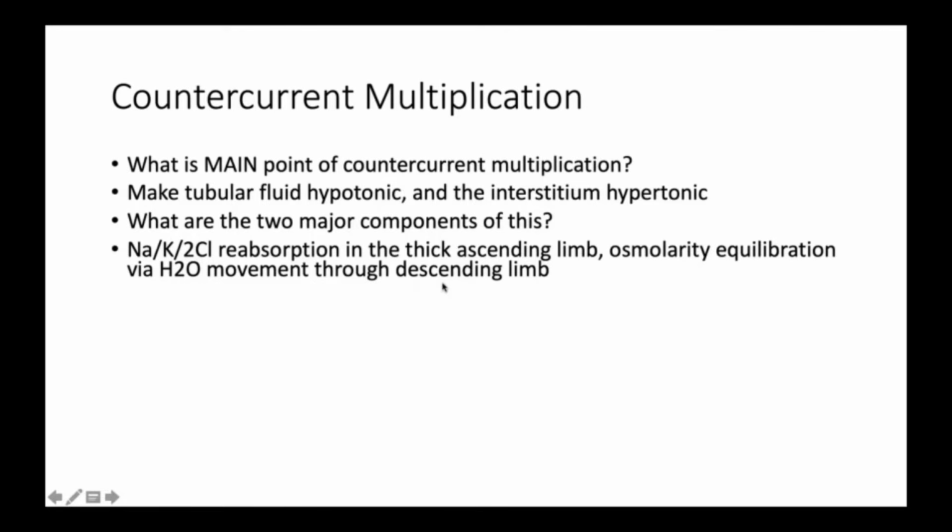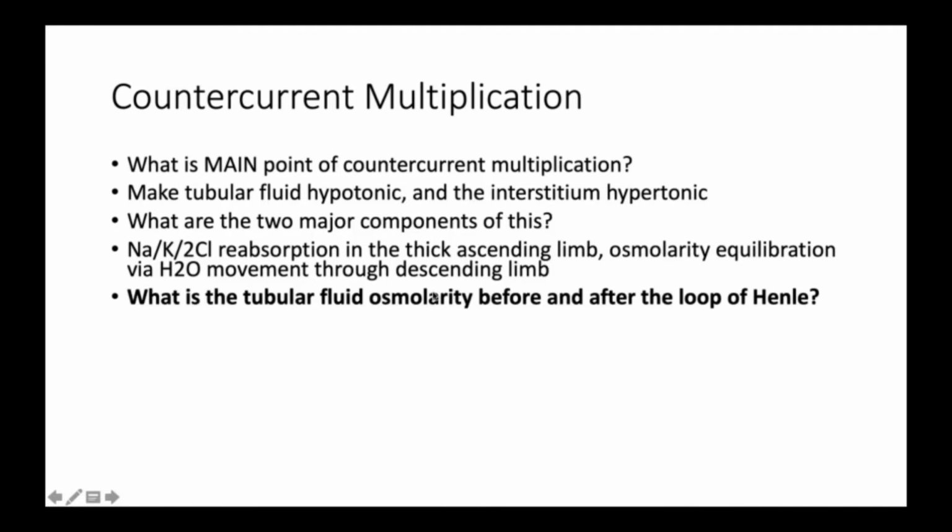So the loop of Henle is the ascending and the descending parts, right? In the ascending part, you reabsorb solutes and not water. And then in the descending part, you reabsorb water, but not solute. So what is the tubular fluid osmolarity before and after the loop of Henle? Before the loop of Henle, I believe that most of the electrolytes were reabsorbed in the PCT, so I would say it's relatively hypotonic.